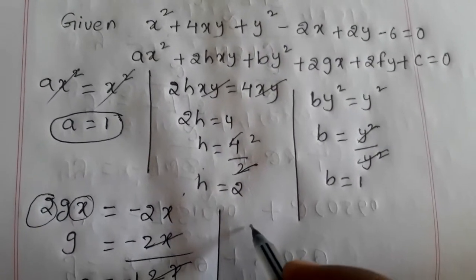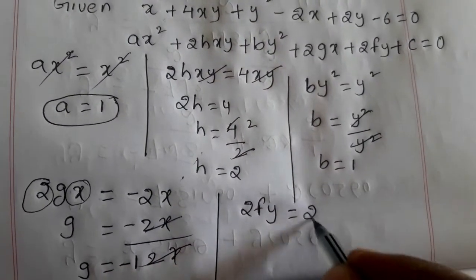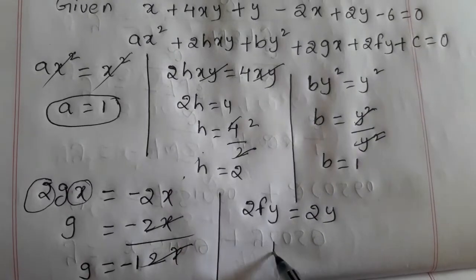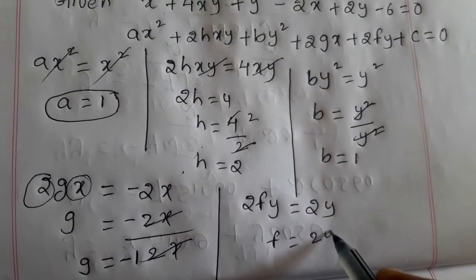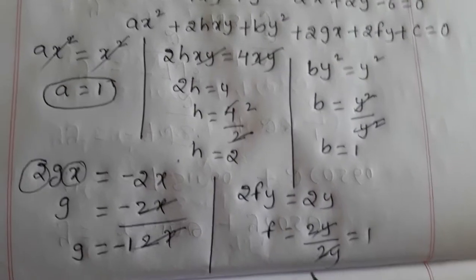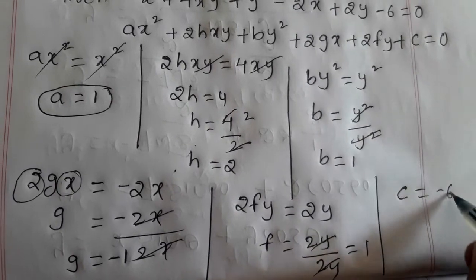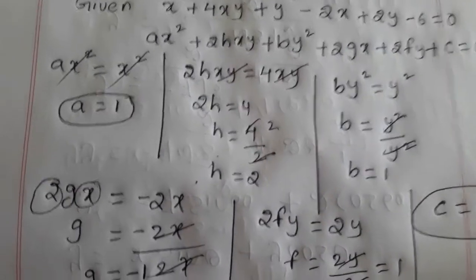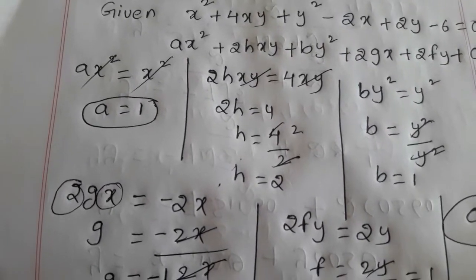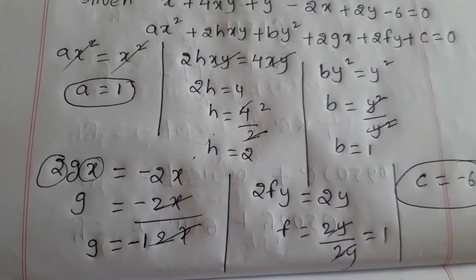Similarly 2fy is equal to 2y. f is nothing but 2y by 2y. Both get cancelled, I will get f value 1. Next, finally c value is minus 6. So we got a value, b value, h value, g value, f value and c value.